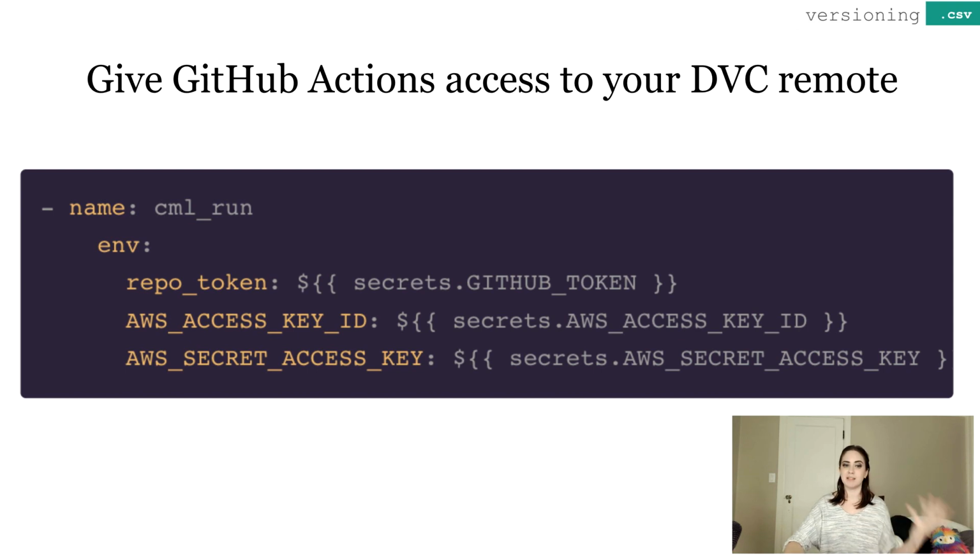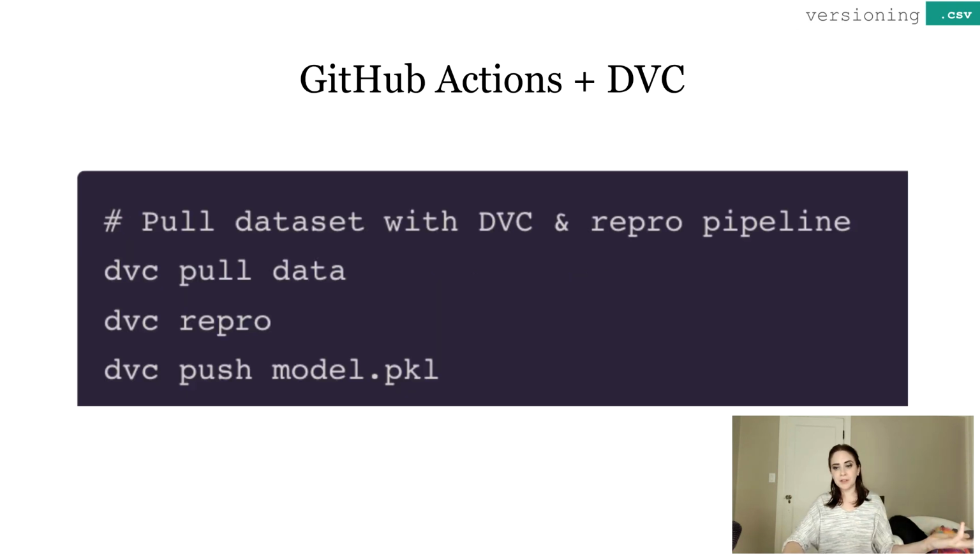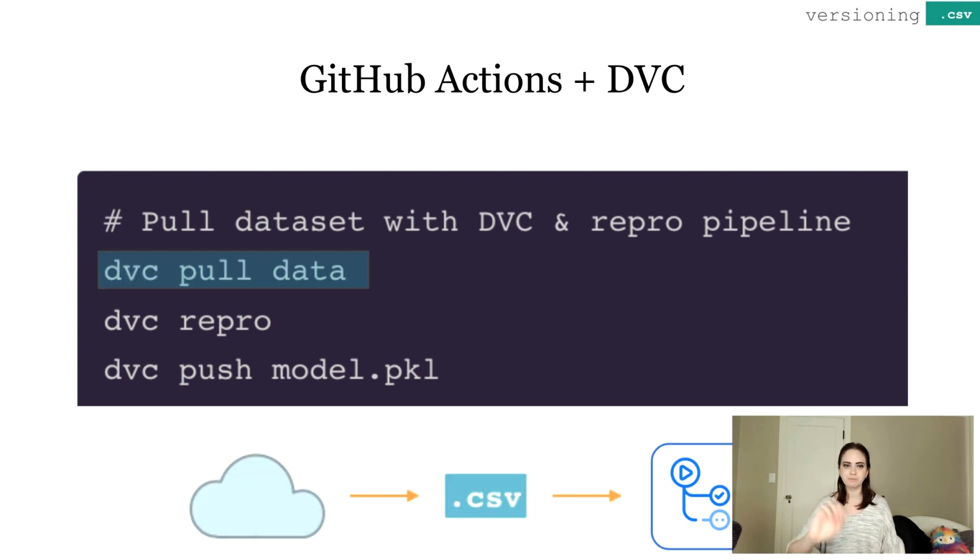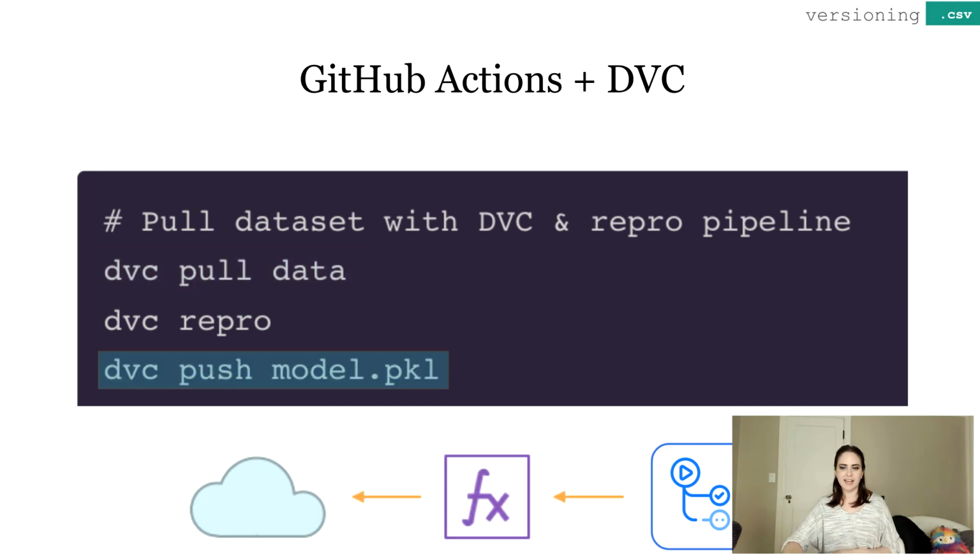So you can just pass some credentials to your workflow, and then you can do things like DVC pull data, DVC repro, so reproduce a pipeline if the data set has changed. And then you can also use DVC to push results from your CI run. So if you created a new model on your CI run, you could use DVC push to push it into cloud storage. So pull data, what it's doing is it's going into the cloud, pulling the CSV, putting it on the runner. And then DVC push is going from the runner to the cloud.